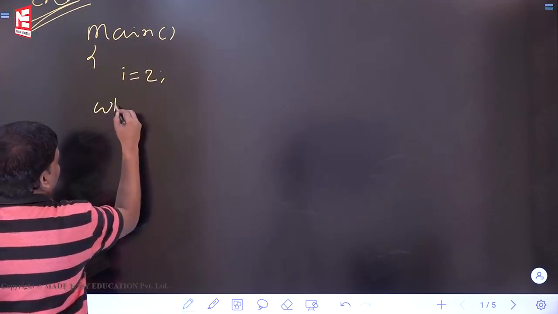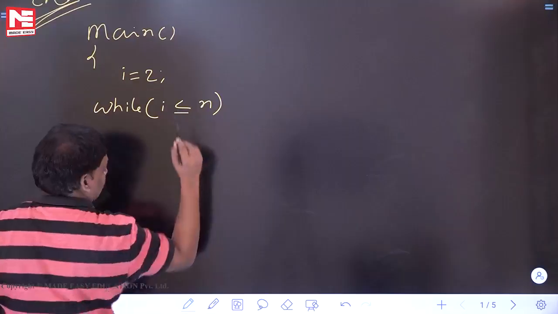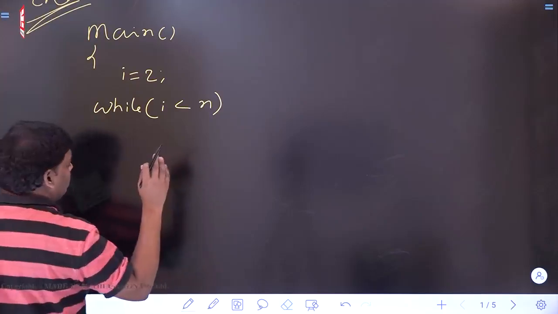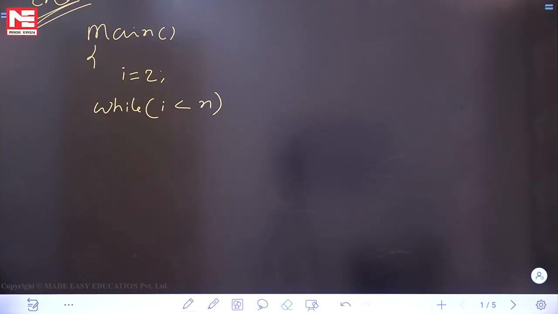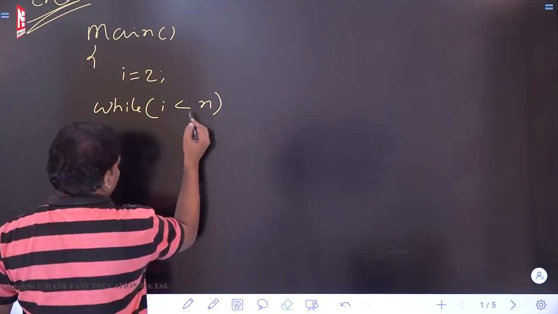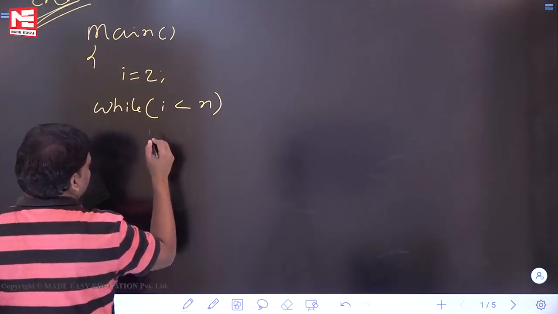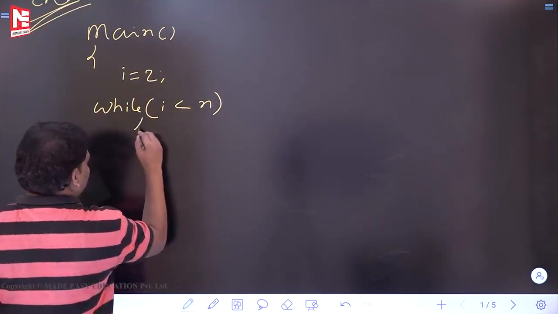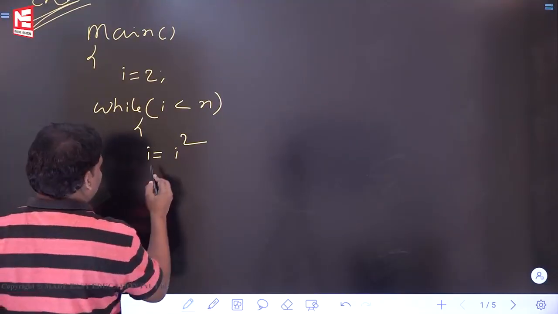Now see the answer. While I less than or equal to n, equal there, equal not there, doesn't matter. I am writing without equal. Same answer, equal also same answer, equal not there also same answer, differ by plus or minus 1. Fine. While I less than n, see this one, I is equal to I square.